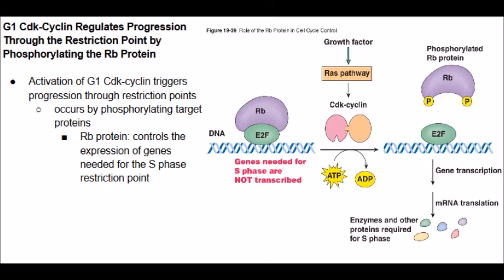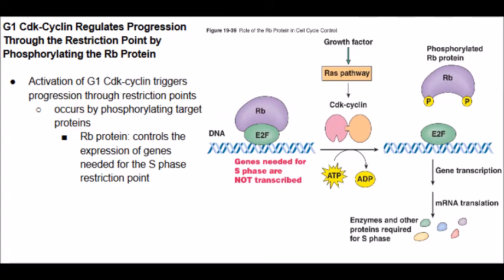Okay, so the G1 CDK cyclin regulates progression through the restriction point by phosphorylating the RB protein. Prior to being phosphorylated by the G1 CDK cyclin, the RB that's shown in purple is going to bind to and inhibit the E2F transcription factor that's shown in green on your figure. The E2F would normally activate transcription needed for the S phase, but as long as it's bound to the RB protein, that's not going to happen. It's just going to remain inactive.